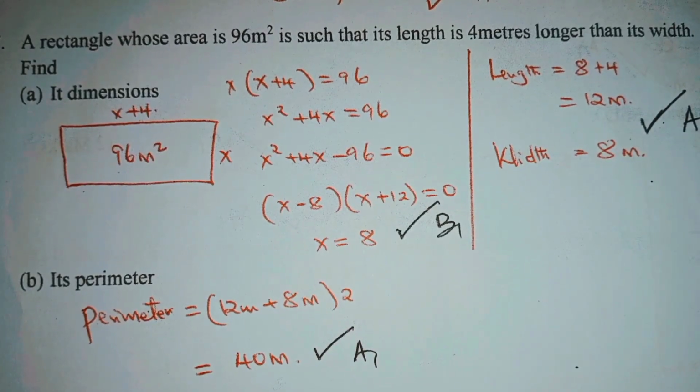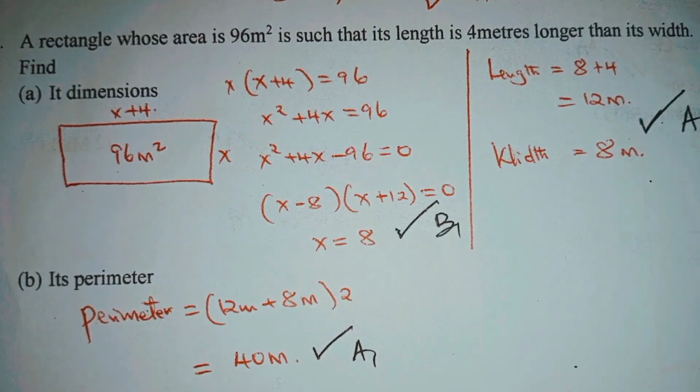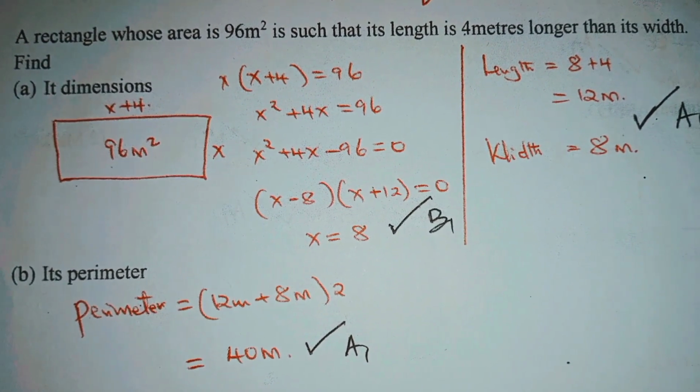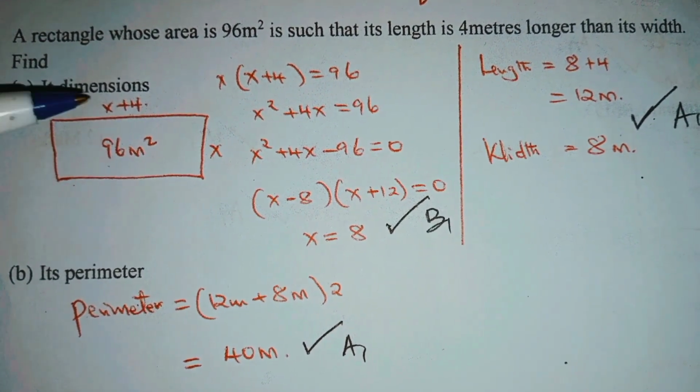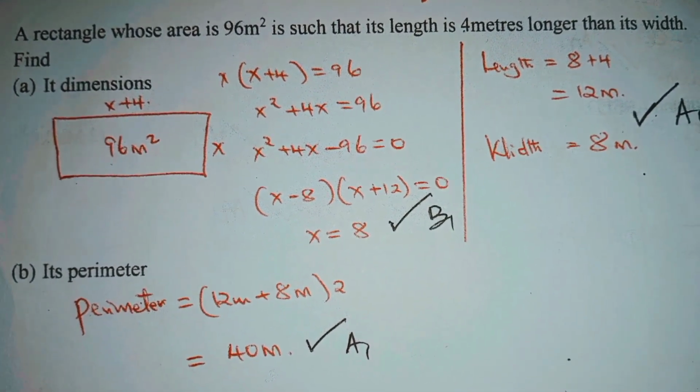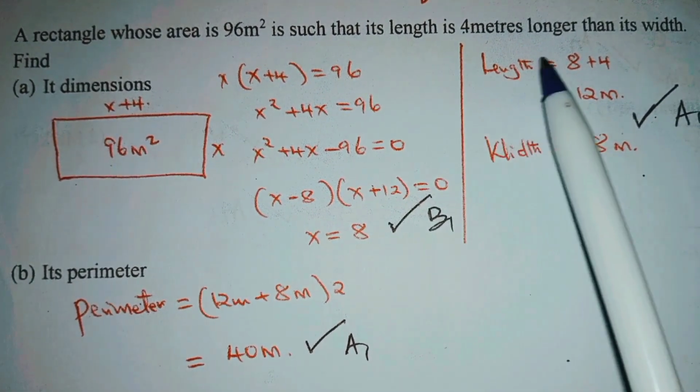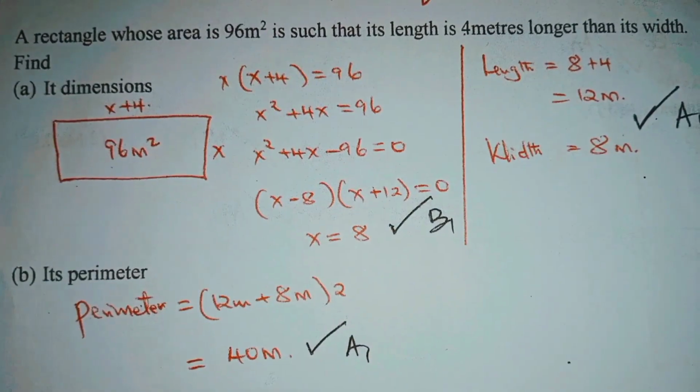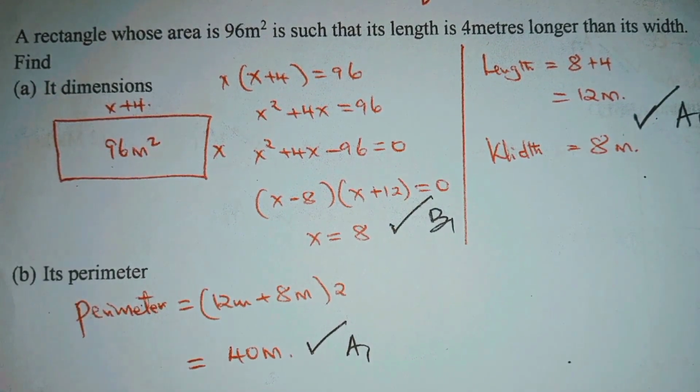To this nice question, we are told that you have this rectangle. You are given the area as 96 square meters, such that the length of this rectangle is 4 times longer than its width. So you are going to find the dimensions.